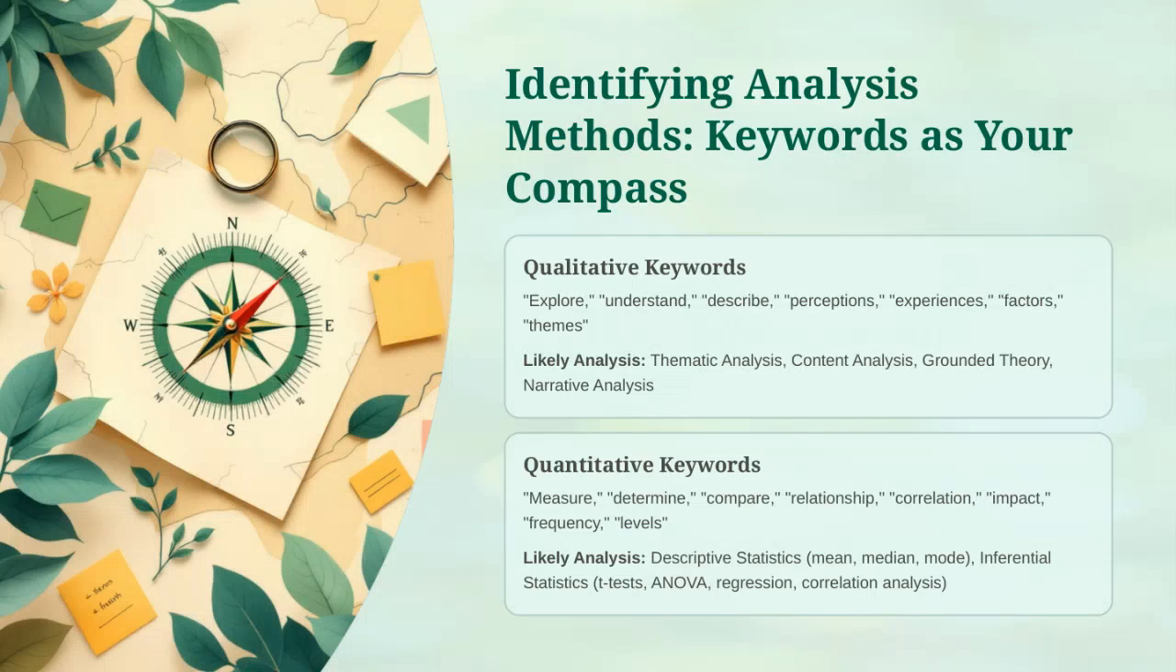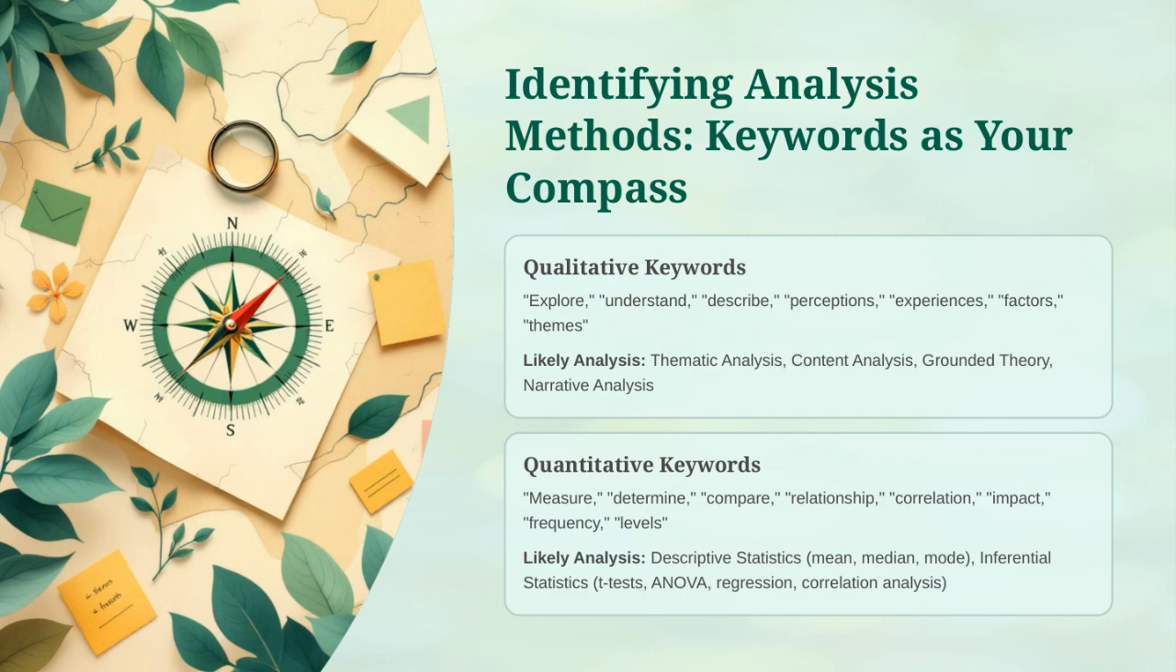On this slide, we're exploring the different types of analysis methods we can use depending on our research goals. When we're dealing with quantitative data, we often start with descriptive statistics like the mean, median, and mode to get a sense of our data's central tendency and distribution. From there, inferential statistics such as t-tests, ANOVA, regression, and correlation analysis help us determine relationships, compare groups, and understand the impact of variables. These methods allow us to measure and analyze the frequency and levels of different factors within our data.